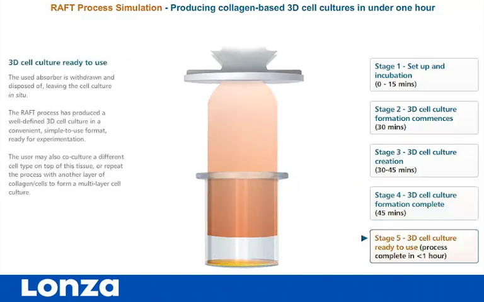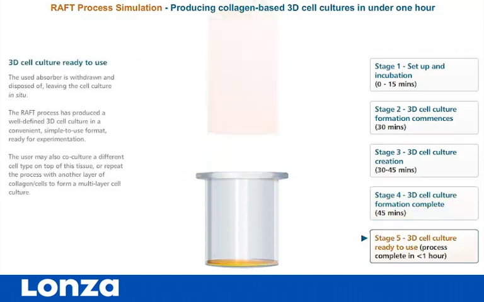Stage 5. 3D cell culture ready to use. The used absorber is withdrawn and disposed of, leaving the cell culture in situ. The RAFT process has produced a well-defined 3D cell culture in a convenient, simple-to-use format, ready for experimentation.